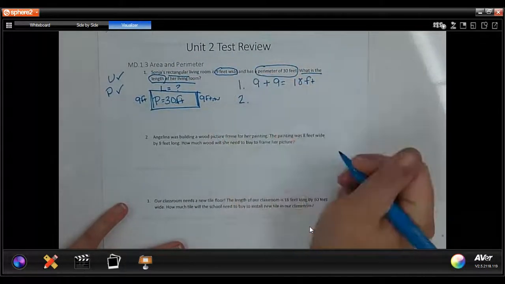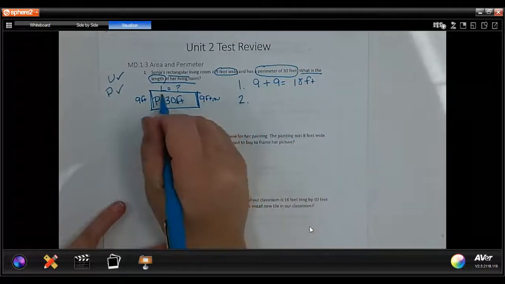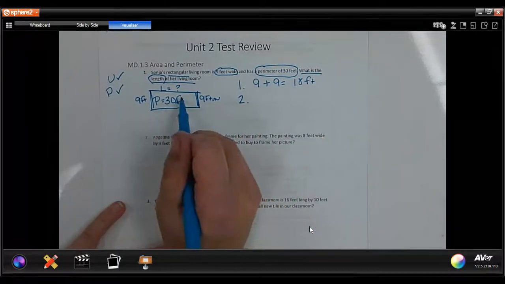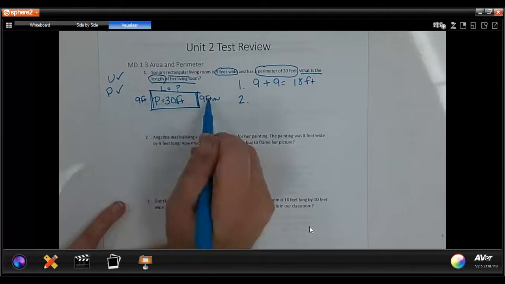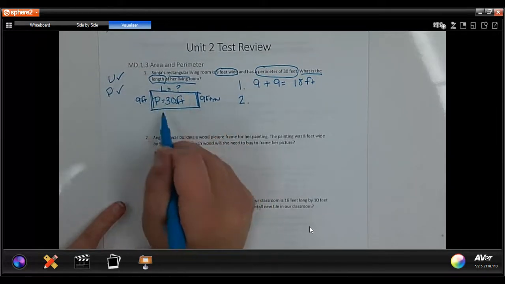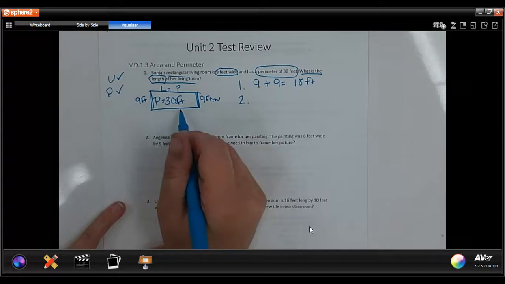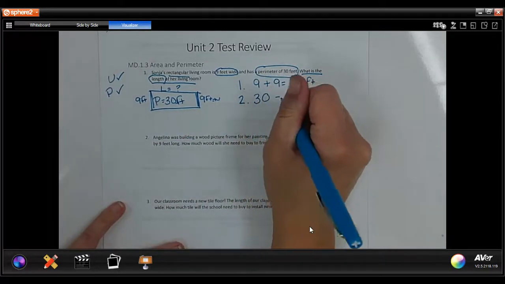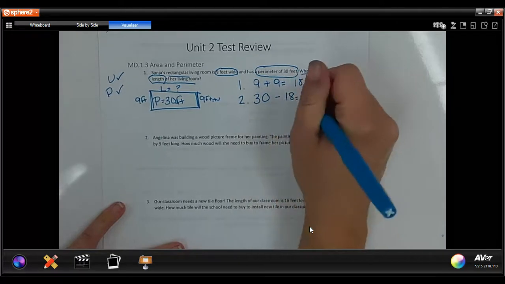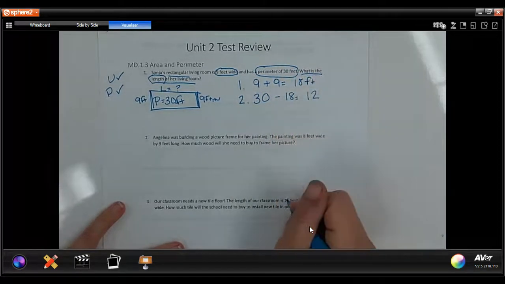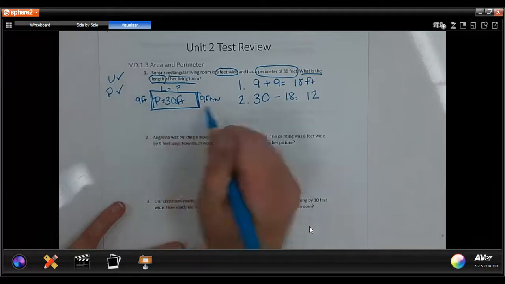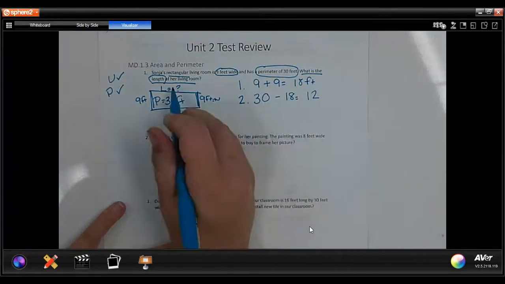Step number 2 is to subtract it from my whole. Because if I think of this as a number bond, this is the total, this is the piece I know, and I'm trying to find the missing piece. So I need to subtract those. So next I'm going to do 30 minus 18, which is going to give me 12. So I know that the length of this side and this side is 12 combined.